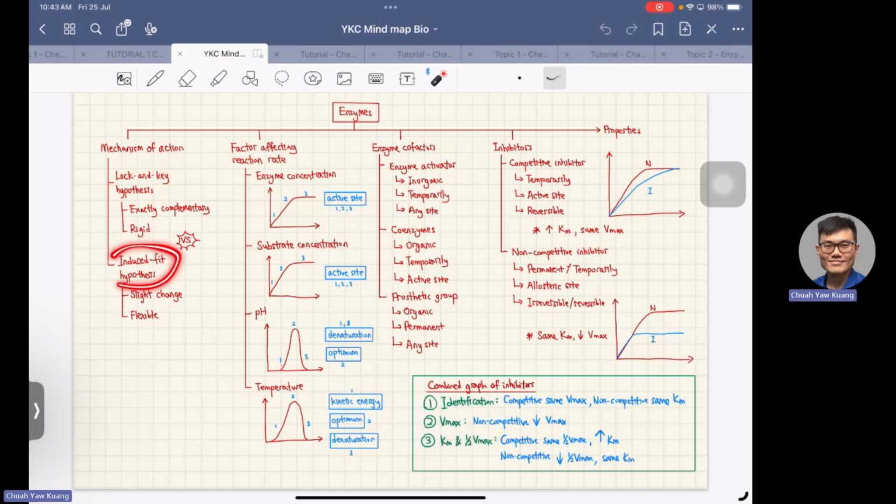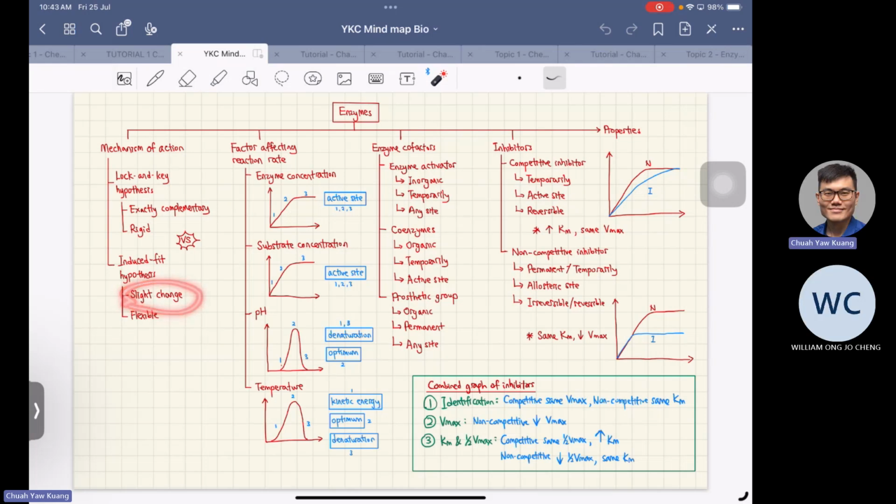For the induced fit hypothesis, first, the active site will have a slight change in order to fit the substrate better, so you can see a slight change. Second is flexible. The active site is flexible, which means it can slightly change its shape. Based on this, these will be the points that are always important when you explain the mechanism.